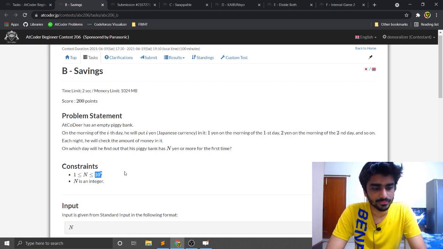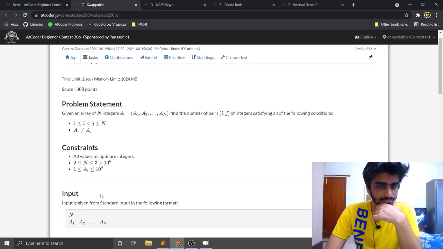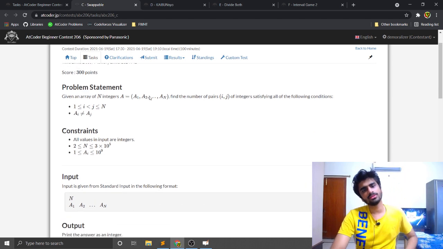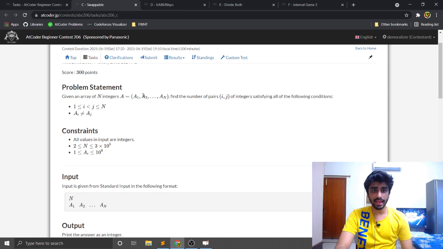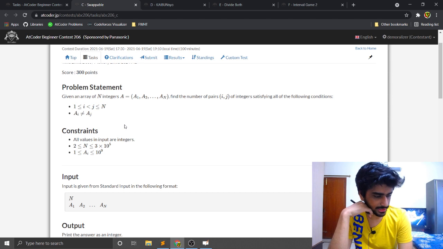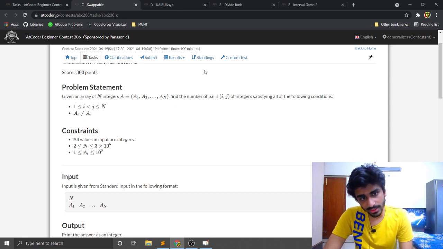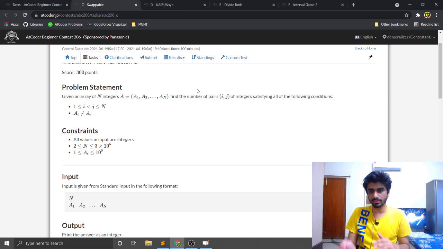Okay. Now we have problem C. This was also easy. In this, we are given an array A, and we want the number of pairs such that A_i is not equal to A_j. I think I did something a little tough here, but what you could do is first find the number of pairs such that A_i equals A_j, and then subtract it from the total number of pairs.